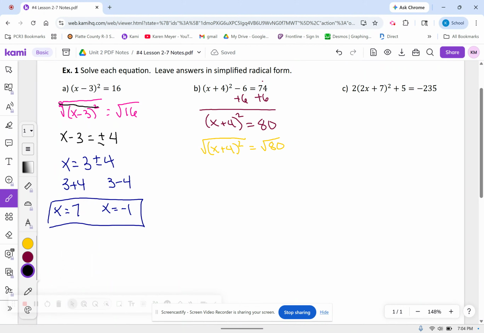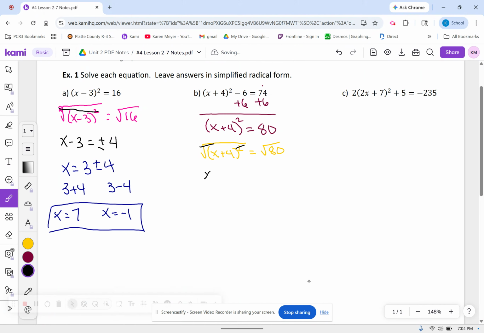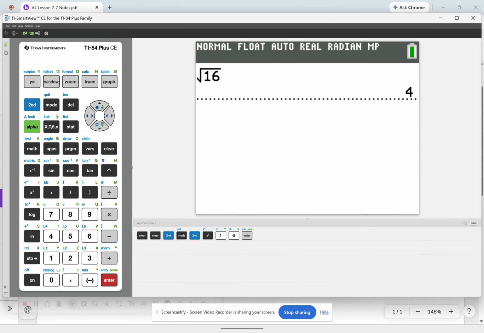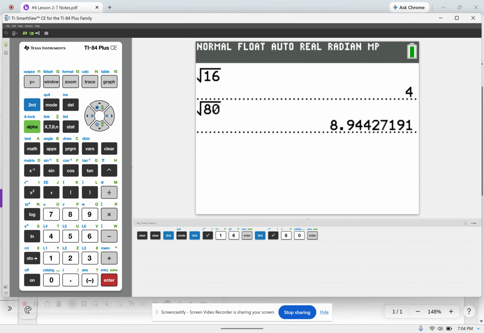And then I know that the square root and the power of 2 cancel each other out. Then I have to have plus or minus on the right side to ensure that I have 2 answers, because my exponent is 2. So now let's test 80. Let's see if that's a perfect square or not. So square root 80. Oh, this one is a decimal, so this is not a perfect square.